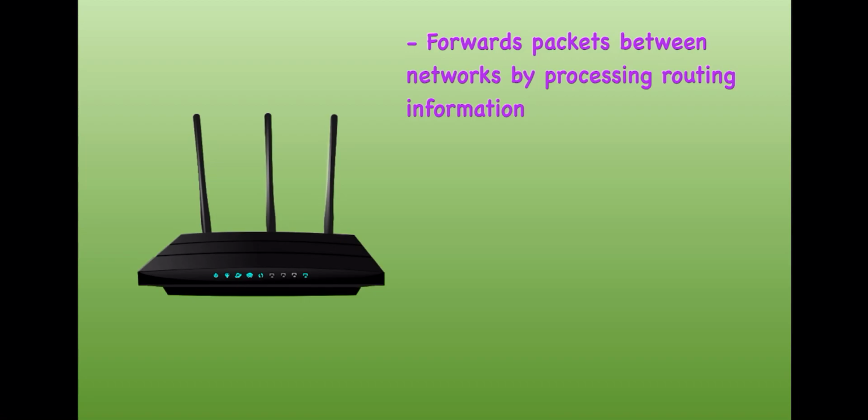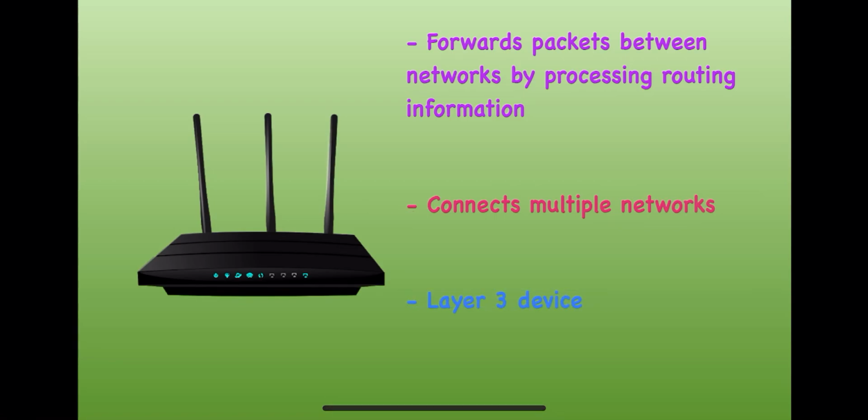But the difference is the hubs and the switches work at layer 1 of the OSI model, that is, they deal with the physical layer. But this router is a layer 3 device. It means that it works on the logical address of a host, not the physical address. It works on the IP addresses, the logical addresses of the host, and it connects multiple networks and uses routing to forward packets. We will see in the next slide how a router works.